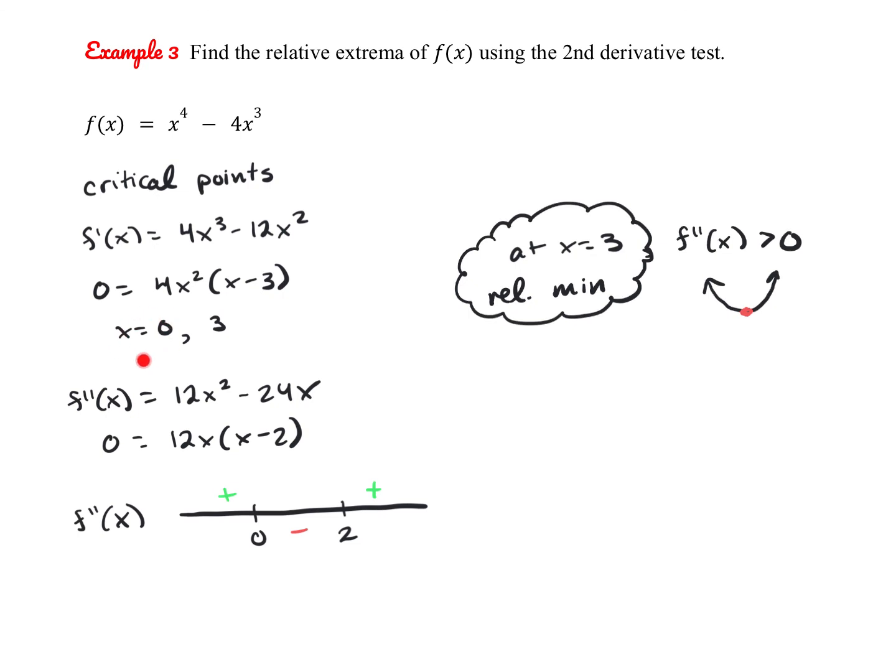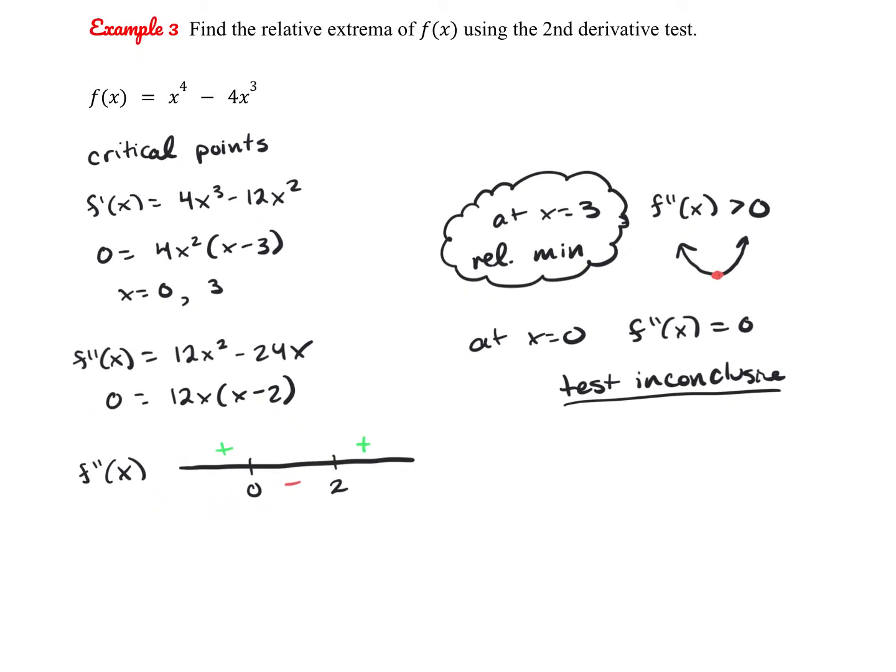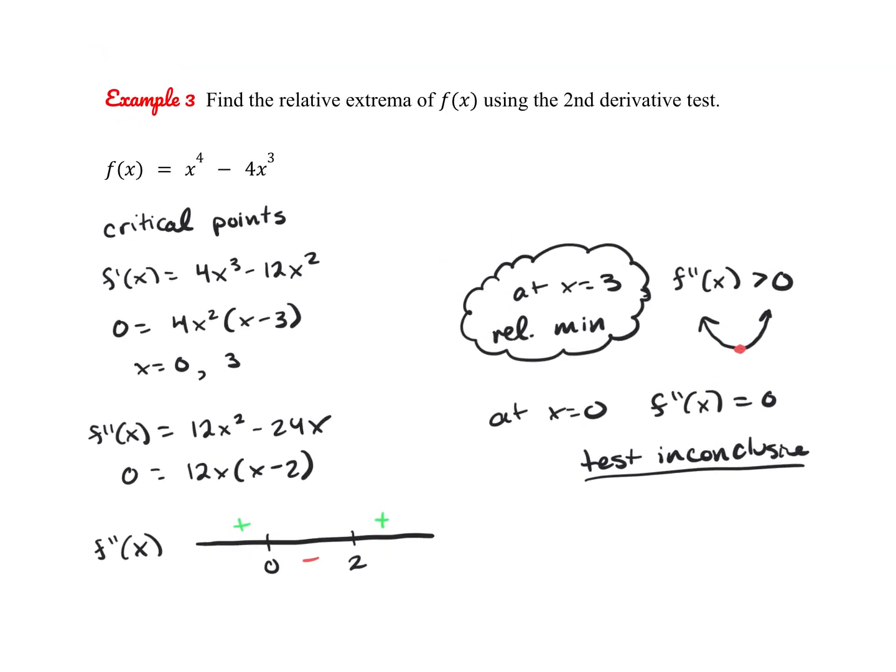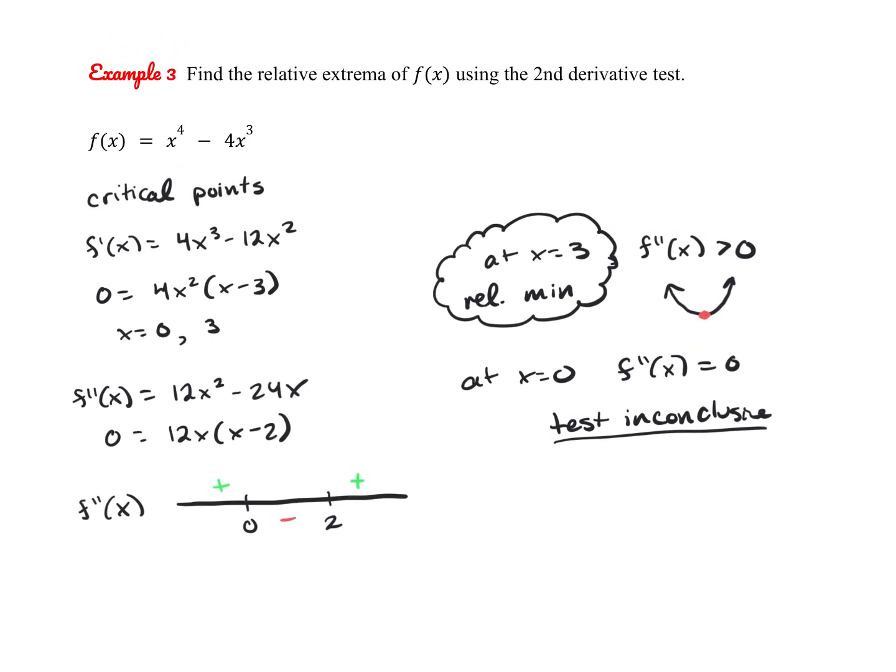But then if you look at our other critical point at x equals 0, we can see that our second derivative is also equal to 0. So at x equals 0, f double prime is equal to 0. So that means our test is inconclusive. So we can't tell with our second derivative test if it is a minimum or maximum or maybe neither. So just to give us a little bit of clarity for what's happening here, let's actually look at the original function again to see what's going on.